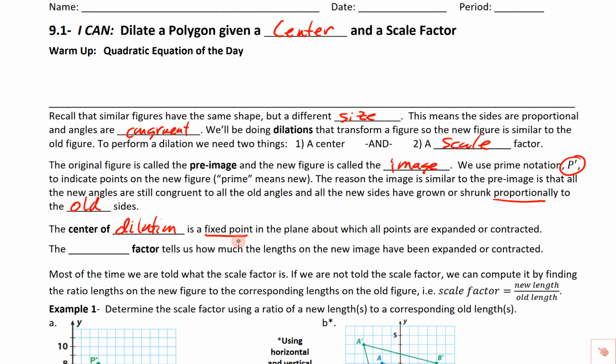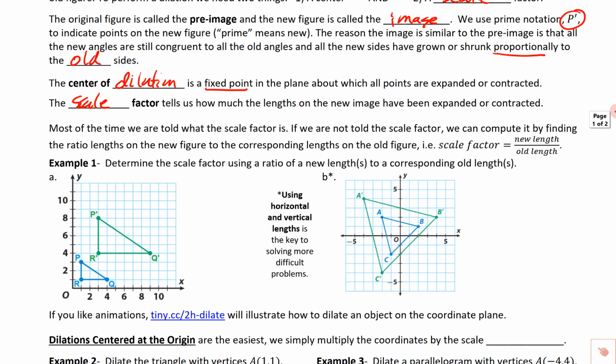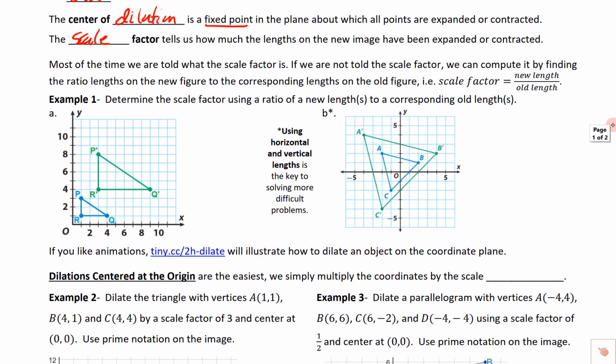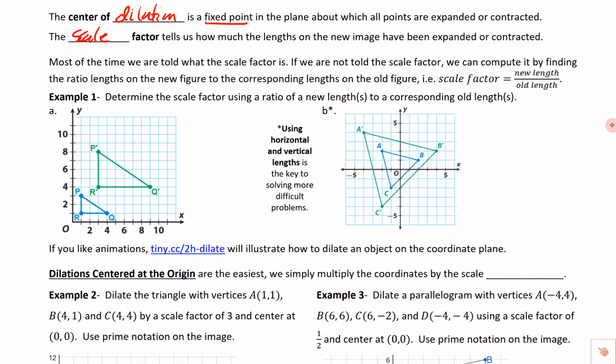Okay, so the center of dilation, it's a fixed point on the plane about which all the points are expanded or contracted. So we're going to use that point, and then we're going to kind of stretch everything from that point or shrink everything toward that point. And then the scale factor, again, that's going to tell us how much we increase the lengths or decrease the lengths. And we're going to do that through multiplication. So most of the time we're told what the scale factor is. And if we're not told what the scale factor is, we can find it pretty easily by just comparing the ratio of lengths of the new figure to lengths on the old figure.